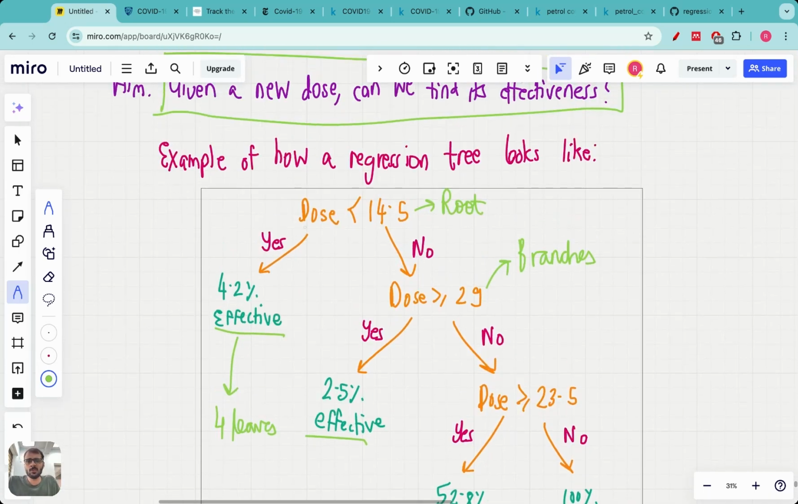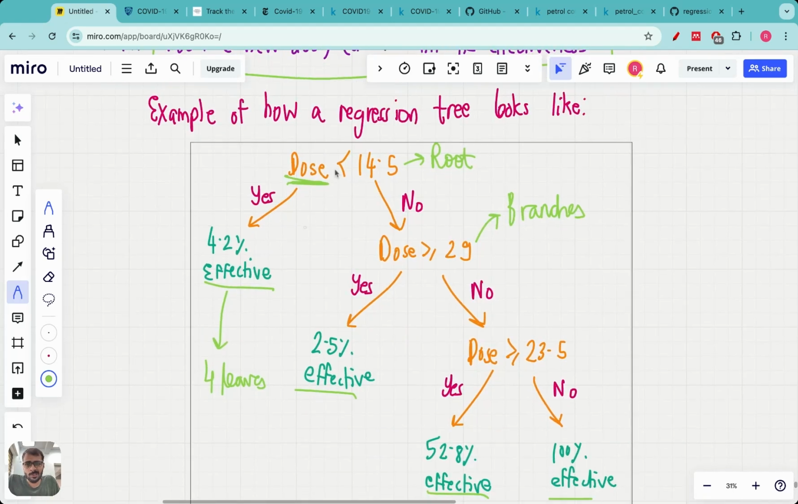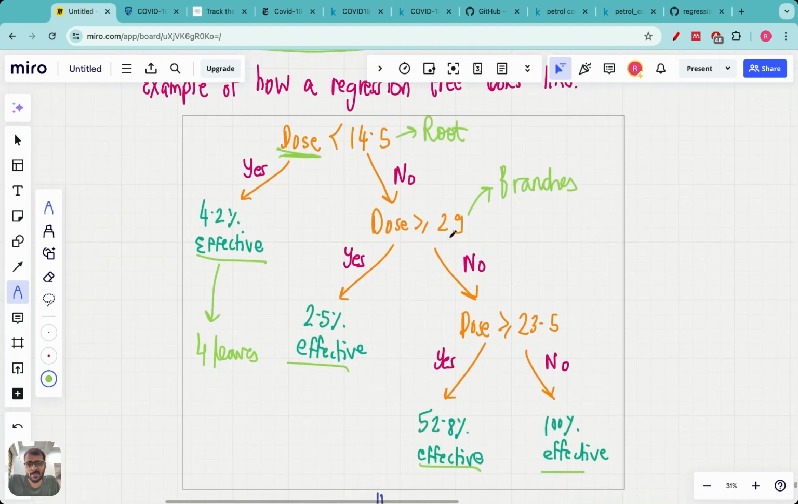Now, as we looked at a decision tree, it has two main things, right? It has a statement and then it splits into a decision. So that statement in the case of a regression tree is to do with numbers. Dose is my x-axis, right? So at every statement which you see, dose less than 14.5, dose greater than or equal to 29, dose greater than or equal to 23.5, all these statements are comparing the dose with a particular amount.